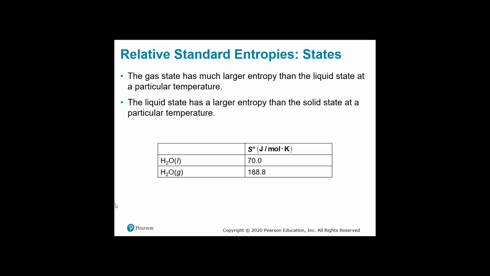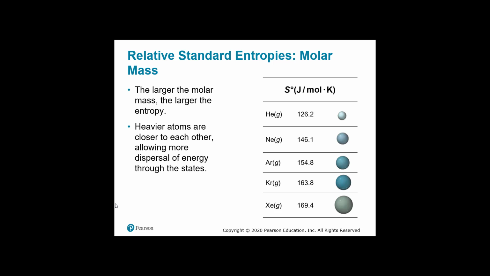So depending on what state you have, that's also going to give you a value that's either larger or smaller. If we take a look here, we have water as a liquid, which is 70 joules per mole per Kelvin, but as a gas it is 188.8. So you can see it has a larger entropy value because gas has more energy states that the energy can be dispersed into, and it's more disordered. So this makes sense. The liquid state has a larger entropy than the solid, but gas has a larger entropy than both.